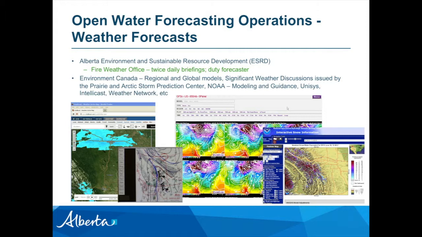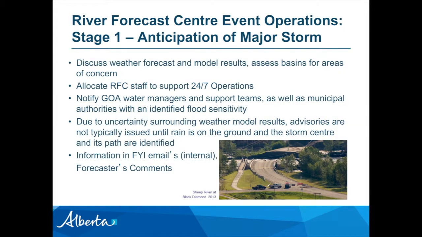Forecasts, again, talked about fires, weather, Environment Canada. We use some stuff from the States as well. We use the snow modeling that NOAA does to help data assimilate the model information. We do recalibrate the models once a week to soil moisture and soil amounts, or snow amounts.